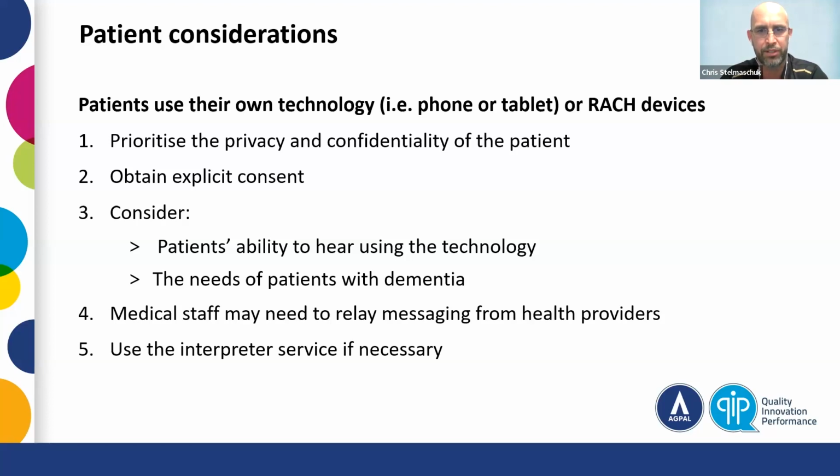Prioritize the privacy and confidentiality of the patient. We'll talk a lot about that in a second. We need to obtain consent. There are a couple of types of consent: explicit and implied. A lot of the stuff we do is implied.